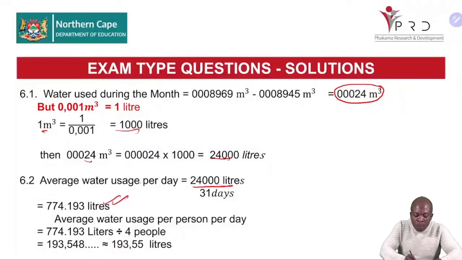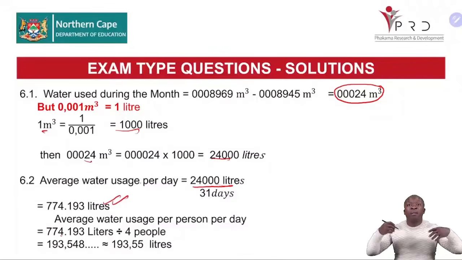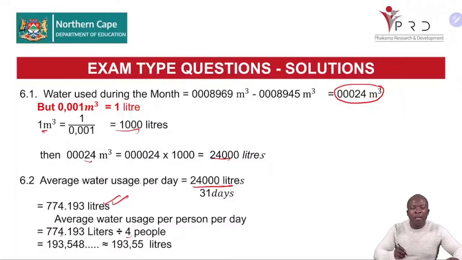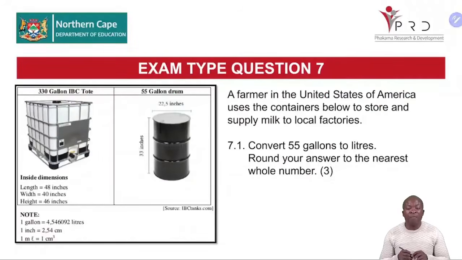Now we come to how much water was used by 1 person. So what we do, we are going to take that 774.193, we divide it by the number of people in that house. How many? There are 4. That's why you see me writing 4 people. It means that 1 person used about 193.548, which I will round up to 193.55 liters per person per day. 1 person used how much? 193.55 liters per day. I hope you got these ones correct because they are very, very important.